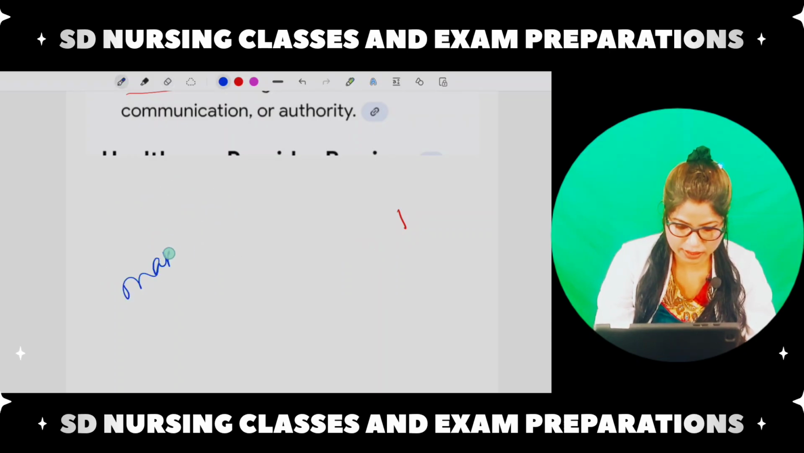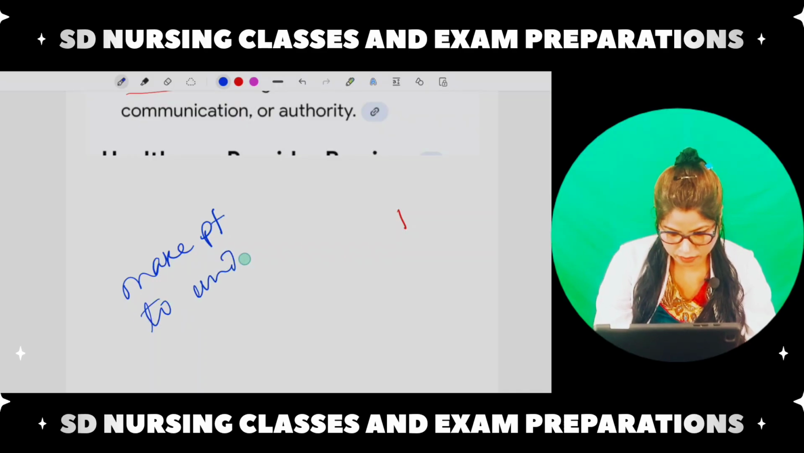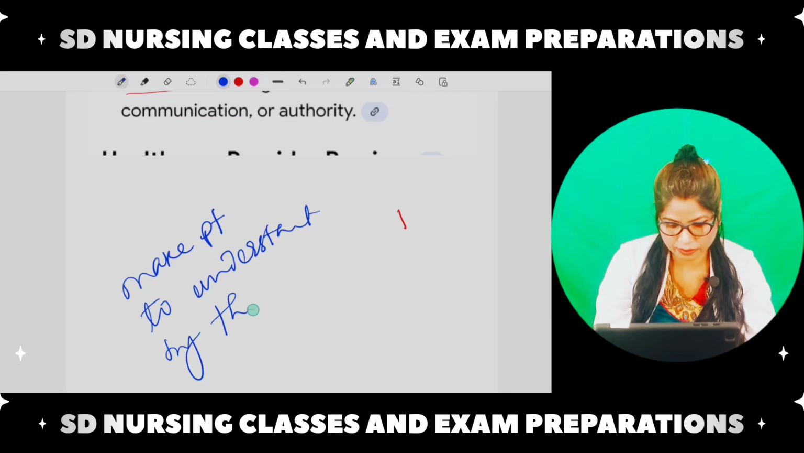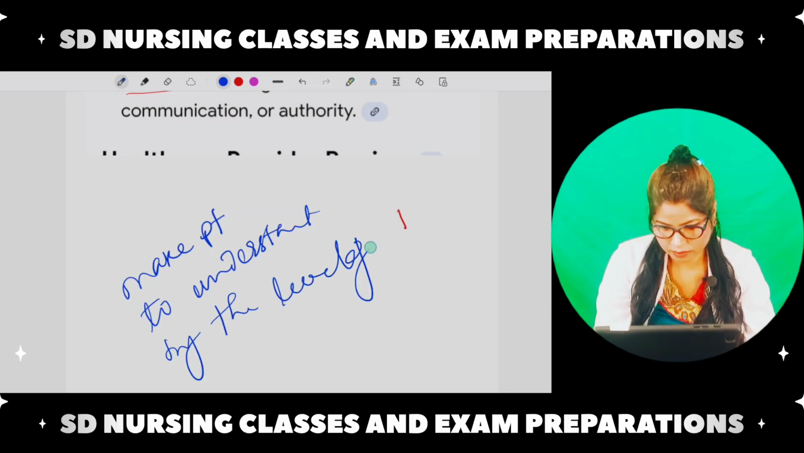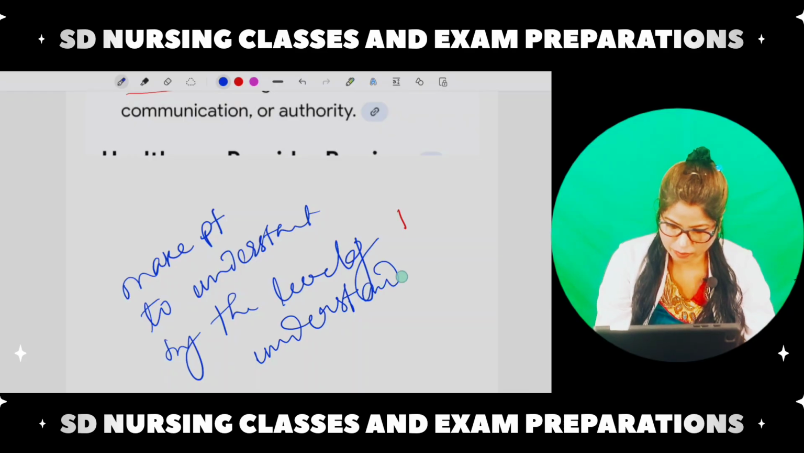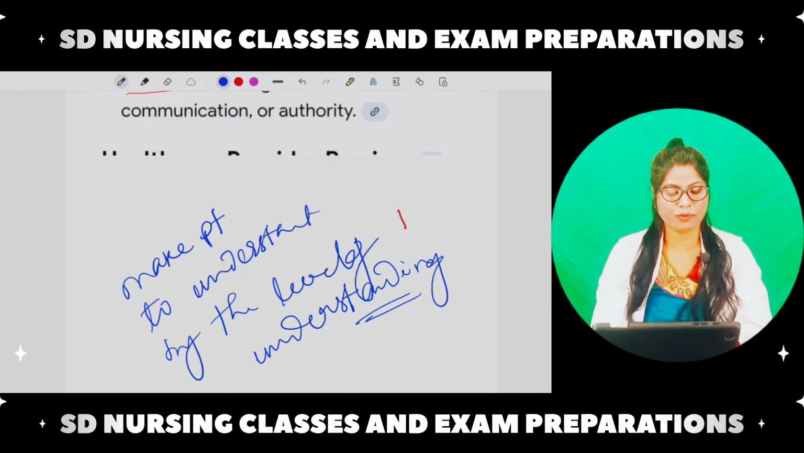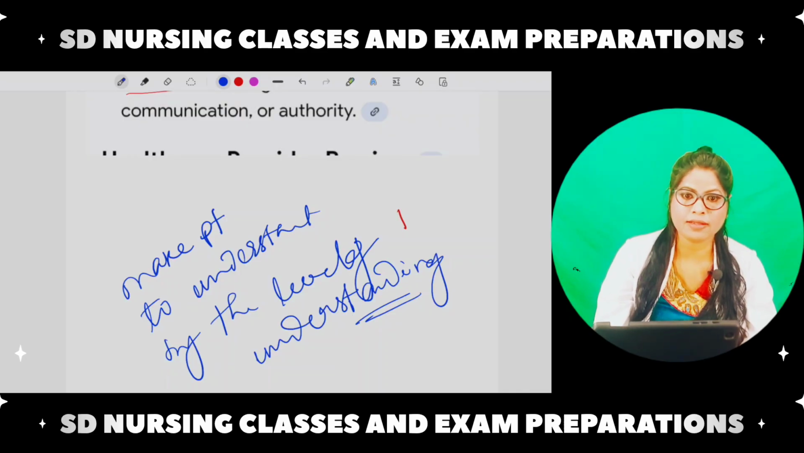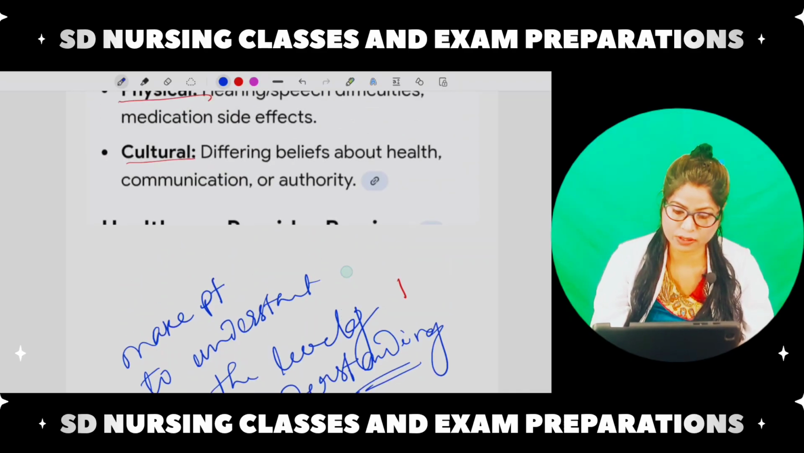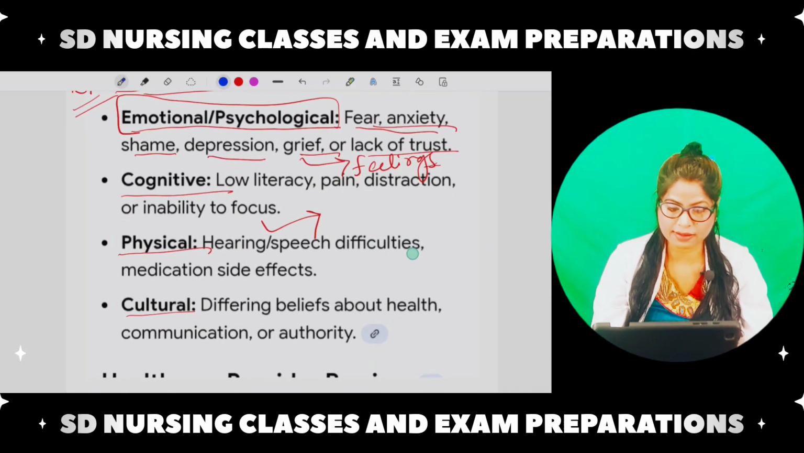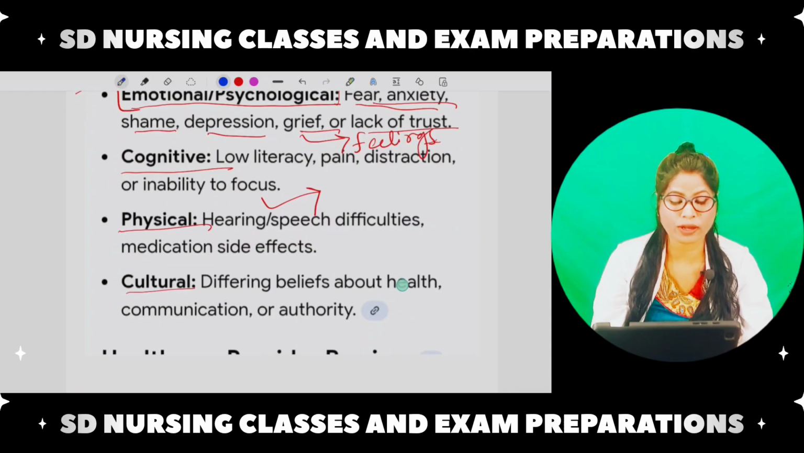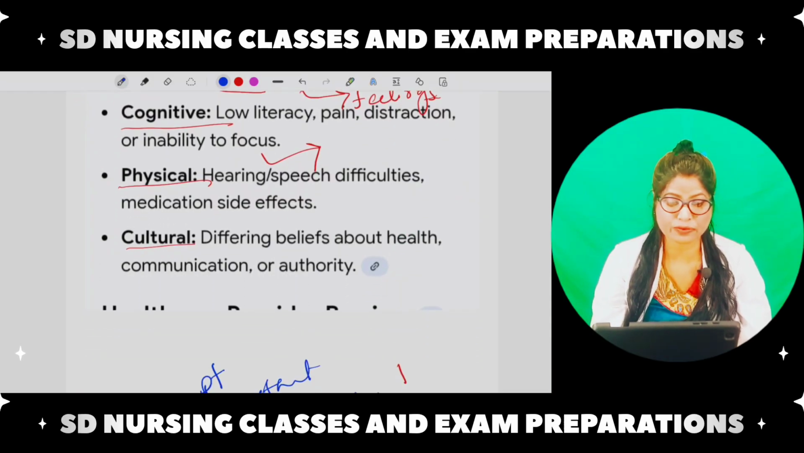Make the patient understand by his level of understanding. How can the patient understand? You have to make him understand by his level of understanding. So this is cognitive barriers. Next is physical.